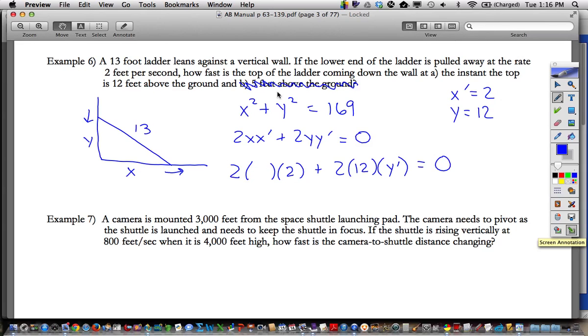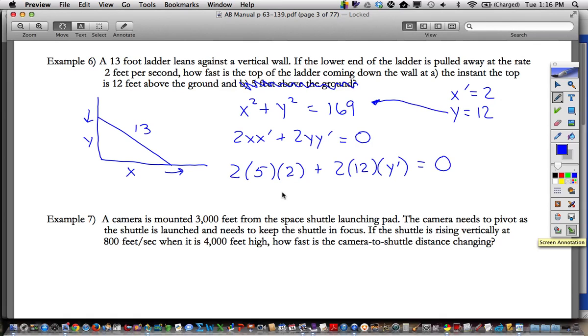But what's, and y, they say when the top is 12 feet above the ground, that'd be y. So how do I find x? I have to put the 12 back into this equation right here. When the ladder top is 12 feet high, then this would be what? 5? Yeah, so I'd put the 12 into the y to find x. So this would be 5 right here. So sometimes you have that extra information you need to get based on what they're giving you.